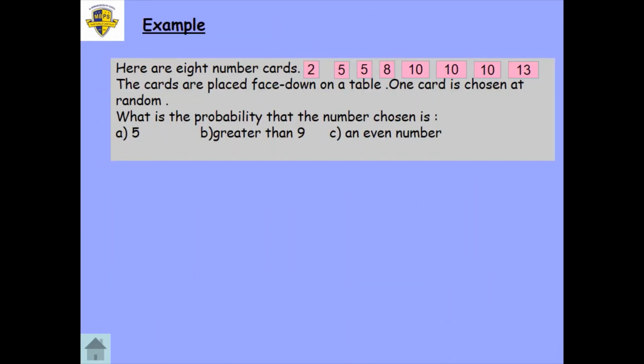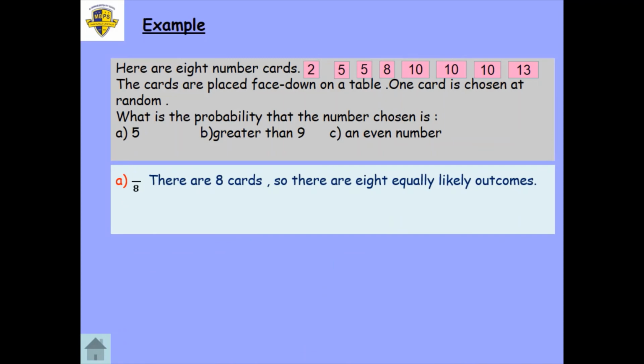Now we have this example from your course book. Here are 8 number cards: 2, 5, 5, 8, 10, 10, 10, 13. The cards are placed face down on a table. One card is chosen at random. What is the probability that the number chosen is A, 5, B, greater than 9, C, an even number? I will solve A first.